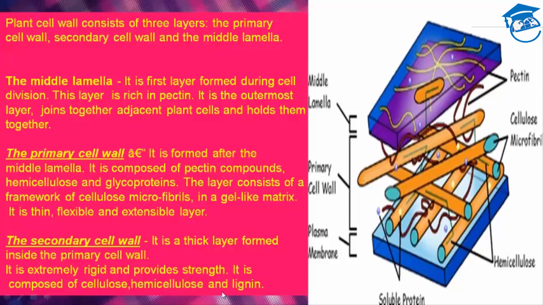On the contrary, the primary cell wall consists of pectin compounds, hemicellulose, and glycoprotein. I hope all three layers of the plant cell wall are clear to you now: primary cell wall, secondary cell wall and middle lamella.